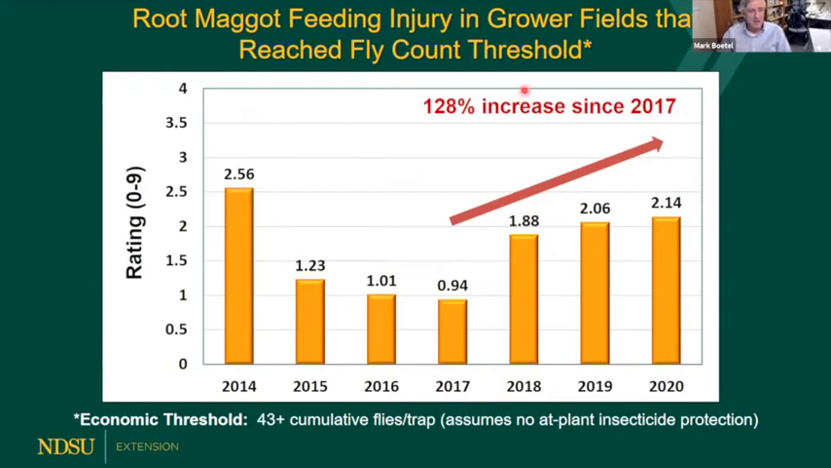This data is collected from fields that reached the cumulative fly count threshold of 43 flies per trap. Again, that's cumulative. And then we go back in and damage rate all those fields, and that trend is upward as well. A 2 on a 0 to 9 scale is not that big, but within this average, there were a higher frequency of fields that were in the 5 range. So growers were losing money in those situations.